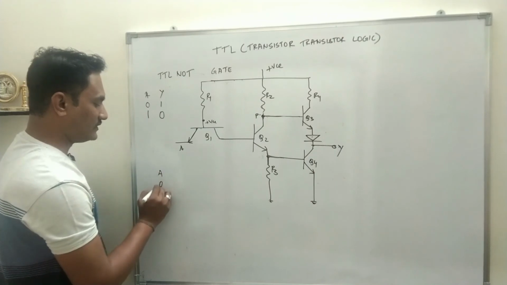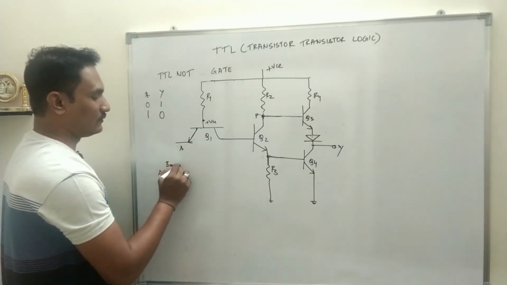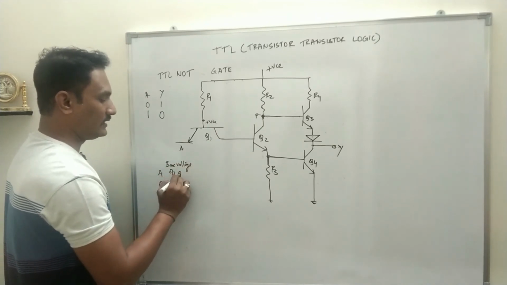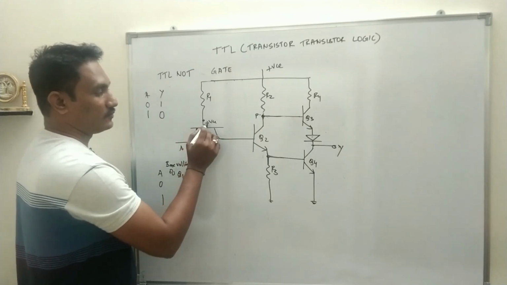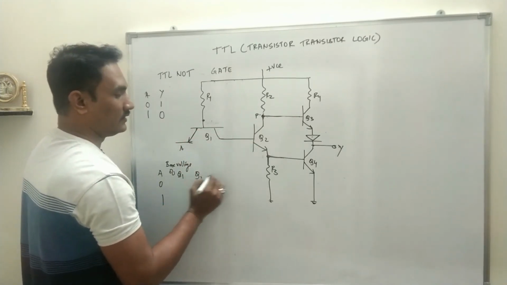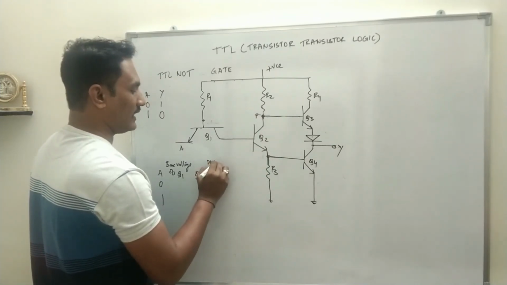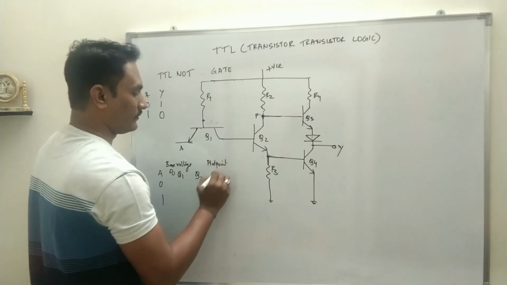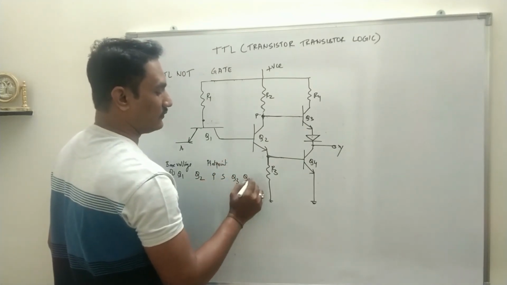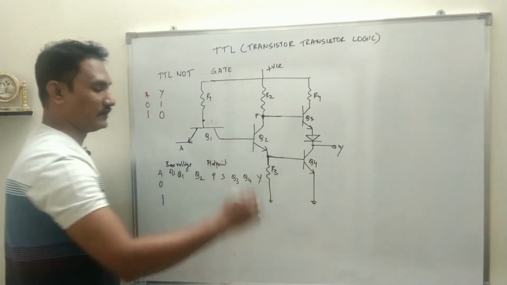So A will have 0 or 1, only two conditions. So now we have the base voltage of only Q1. Base voltage of Q1 will drive Q2. So depending upon the condition of Q2, we will define the potential at points P and S, and depending upon P and S, Q3 and Q4 will be there, and depending upon Q3 and Q4 we will write Y.